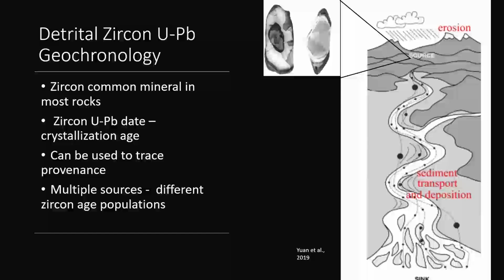a crystallization age. And so you have a source rock with a bunch of zircons in it, and it gets eroded and it gets transported to your sediment. So you take your sediment, you get the zircons, and then you send them in and they give you a bunch of data back. But usually your sources will have multiple different types of zircons with different ages. So you end up with populations of ages of zircon.